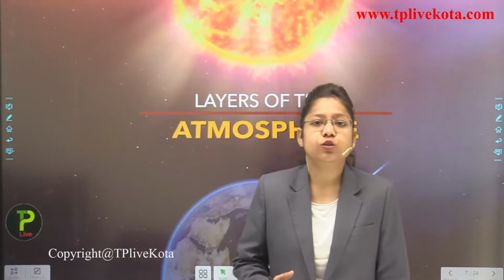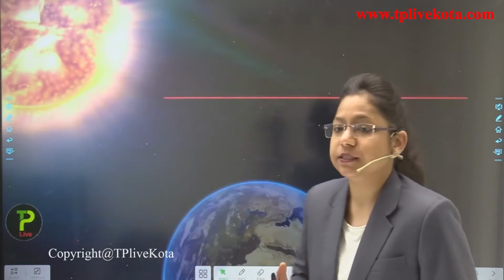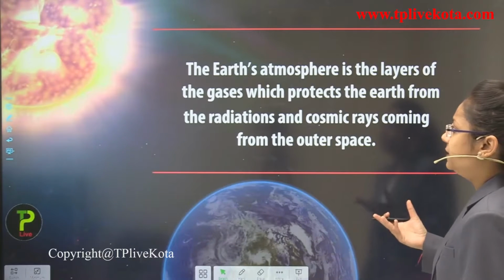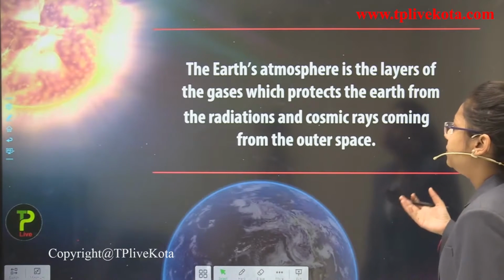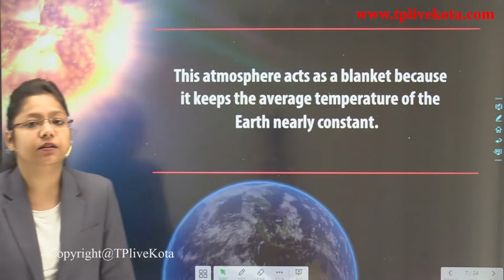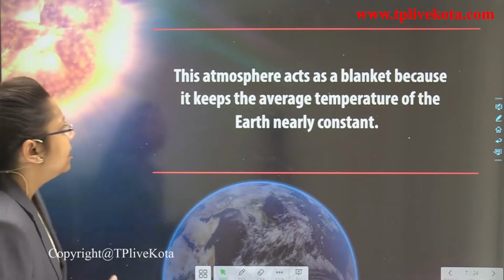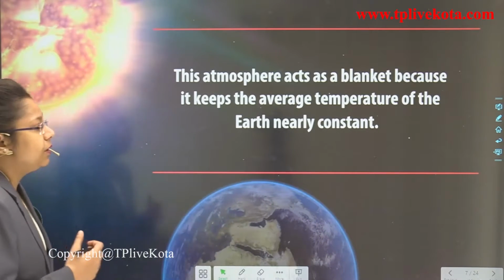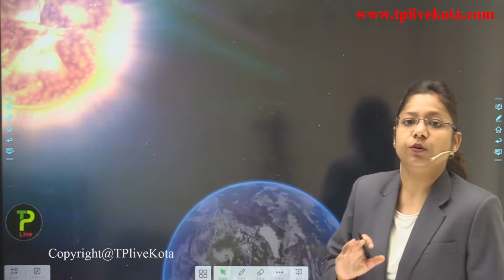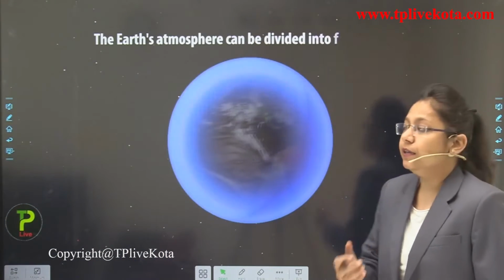Now students, our next topic is layers of atmosphere, and we are going to learn about the layers of atmosphere throughout this small video. The Earth's atmosphere is the layer of gases which protects the Earth from the radiations and cosmic rays coming from outer space. Different harmful rays entering the Earth are blocked by these layers, and this atmosphere acts as a blanket because it keeps the average temperature of the Earth nearly constant. So the temperature is maintained by these layers of atmosphere.